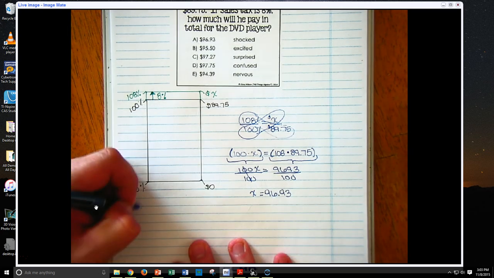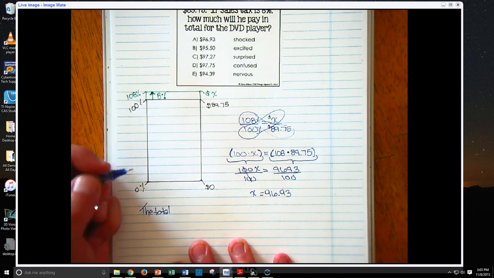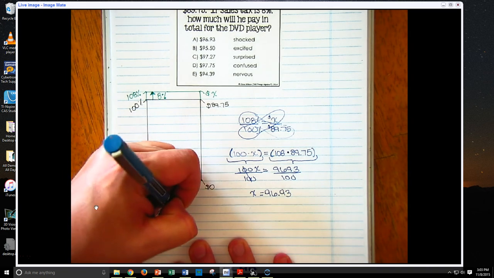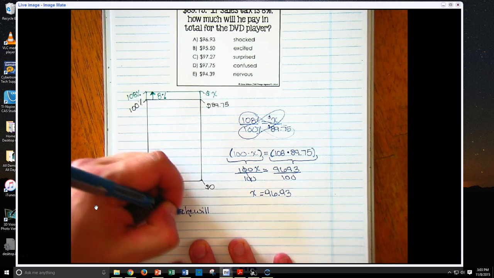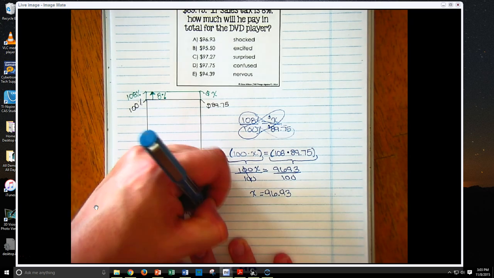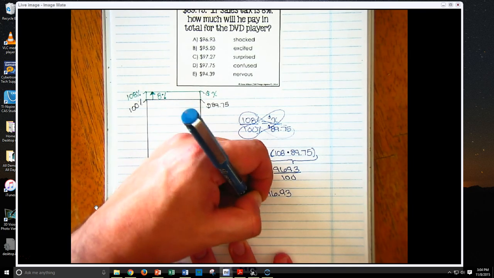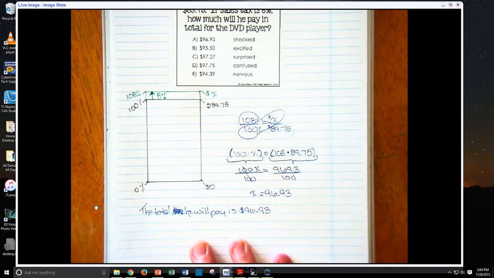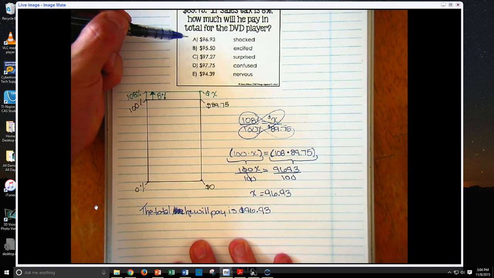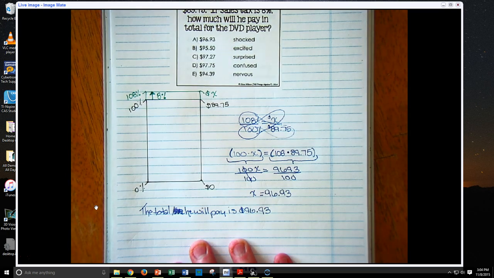That means the total he will pay, oops, excuse me, let me scratch that down, start over again. He will pay, there we go, the total he will pay is $96.93. And if I look at my answer choices, I see that it's going to be choice A. The word associated with that is the word shocked. So when I do my MathLibs answer document, I will write the word shocked for problem number 2.